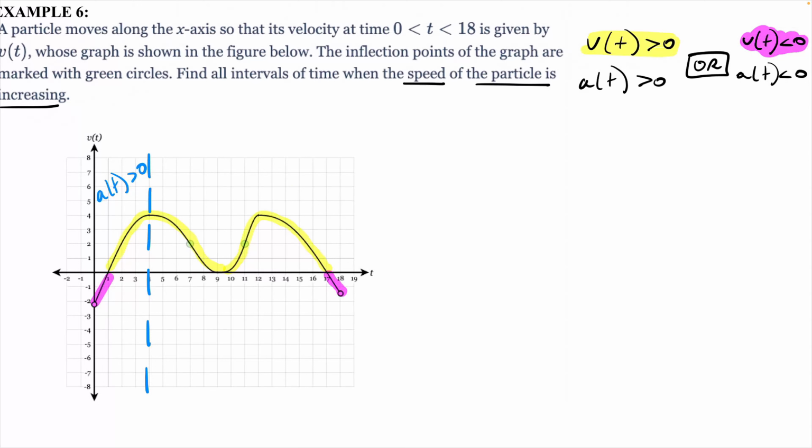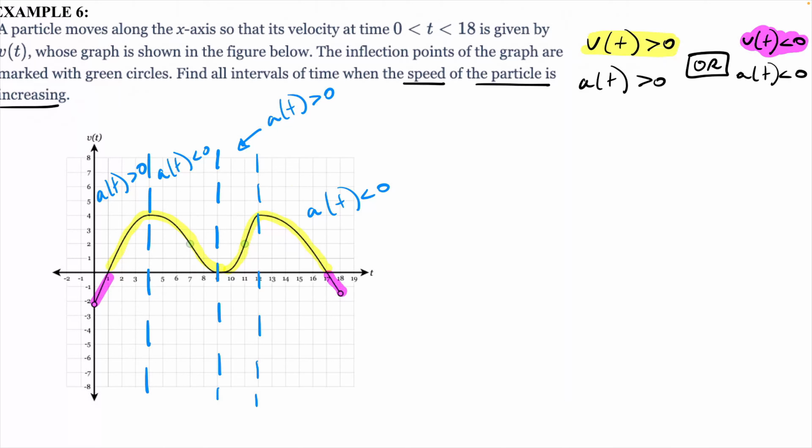And then from 4 to 9, decreasing. Okay. And then from 9 to 12, acceleration is positive again. And then at the end, acceleration is negative because it's decreasing. Okay, so now we know everything.